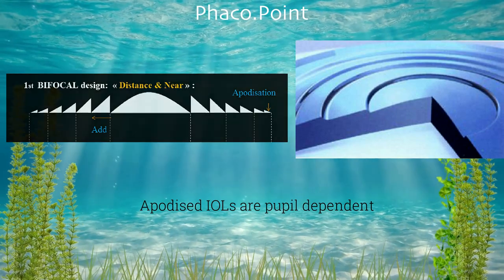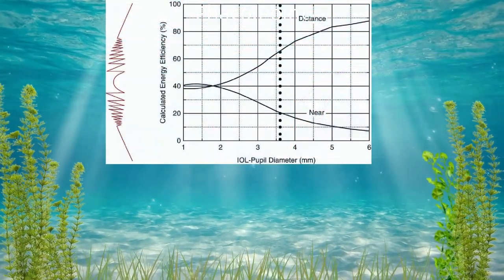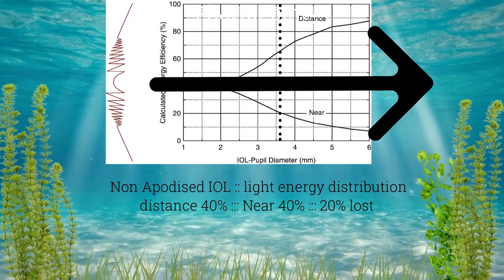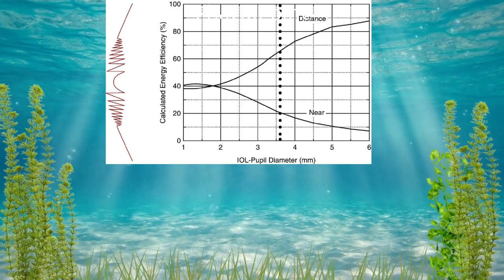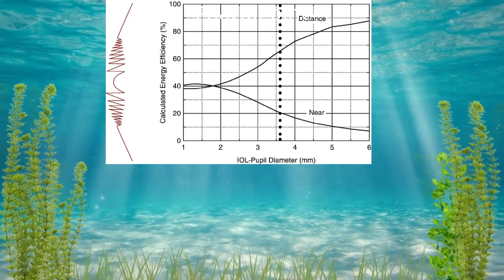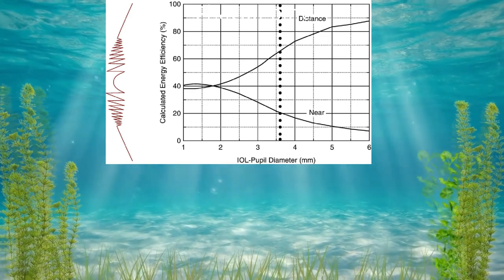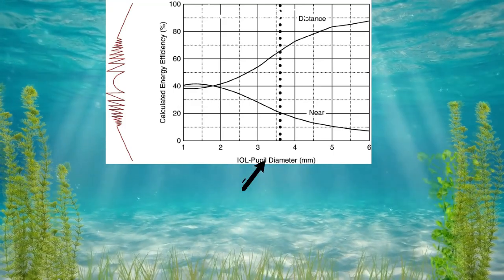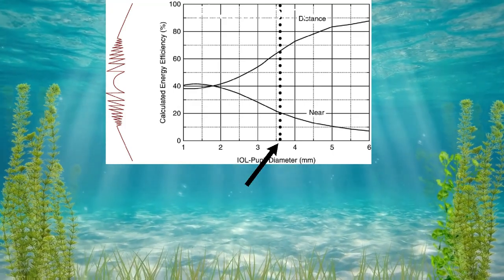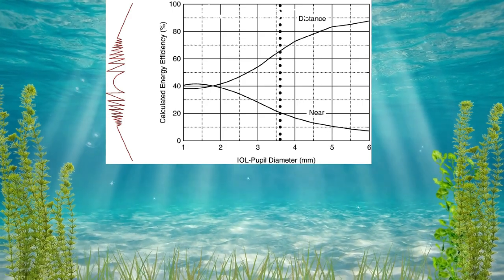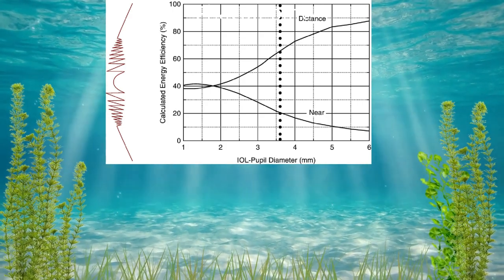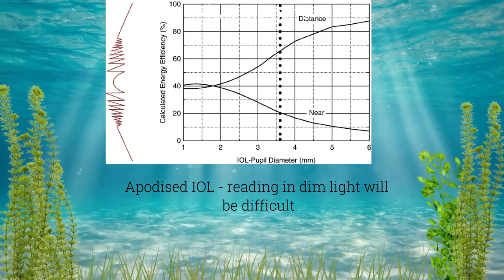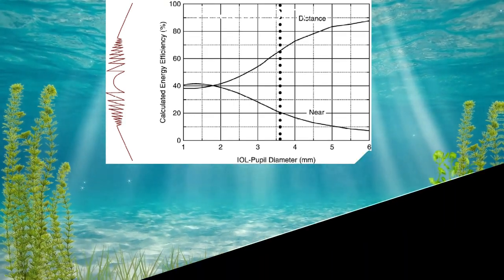Now, in a non-apodized lens, the light energy distribution will be a straight line at 40% for distance and near and 20% lost. However, in an apodized lens, light energy distribution will depend on the pupil size. A pupil size of less than 2 millimeters has equal amount of light distributed for distance and near, but above a size of 3.5 millimeters, there is a gross skew of the amount of light going for distance as compared to near. This may be one of the reasons why it may be difficult to read a menu card when you're taking your wife out for a candlelight dinner.